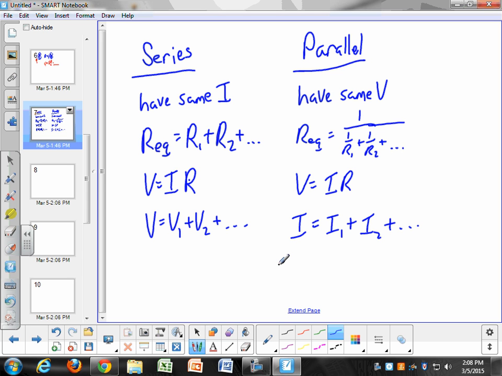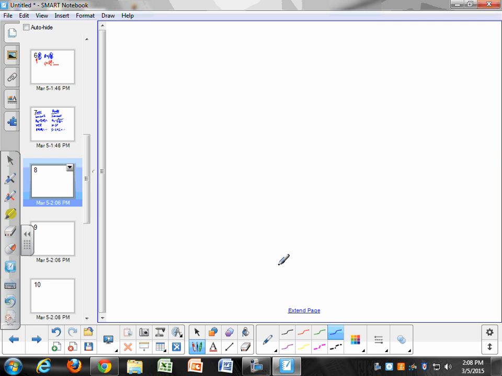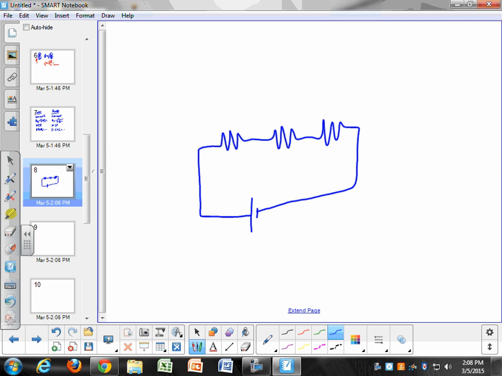All right, let's do some problems. Let's do a series problem. Again, the parallel problems are pretty simple, but you could see a parallel problem. Not all the problems, some of the problems are pretty straightforward. Some require more steps. Well, let's just do a simple series problem. Let's do 2 ohms, 2 ohms, and 1 ohm, and 10 volts.